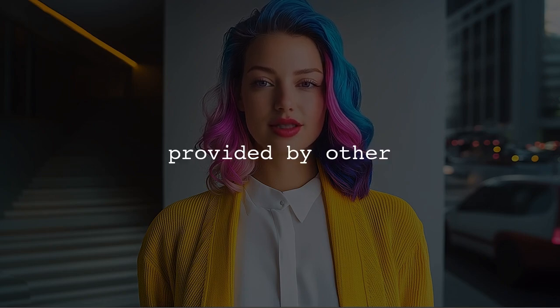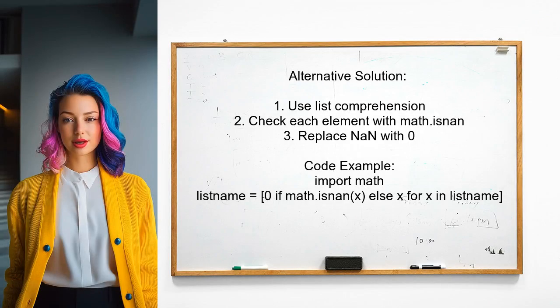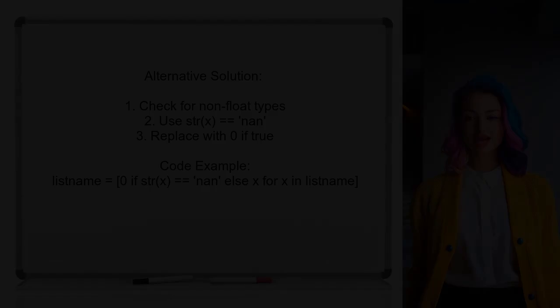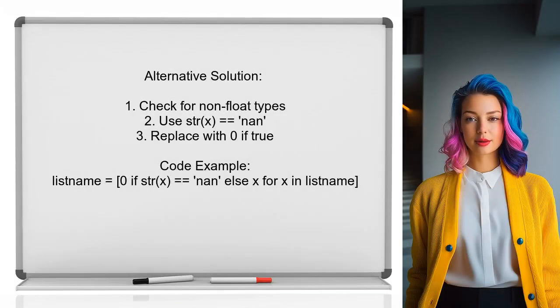Now let's look at the answers provided by other users. An alternative solution to filling NaN values in a list involves using list comprehension. You can check each element with the math.isnan function. If the element is NaN, replace it with 0. However, this method won't work if your list contains non-float types, like strings. In that case, you can check if the string representation of the element is NaN and replace it accordingly.